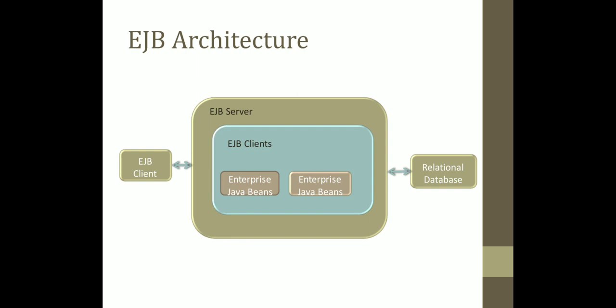This EJB server handles parallel access to the bean. For this purpose, usually serialization of bean method access is used. So this EJB server acts as a transaction processing monitor to provide transaction services, and the EJB server provides implementation of JNDI, that is Java Naming and Directory Interface.